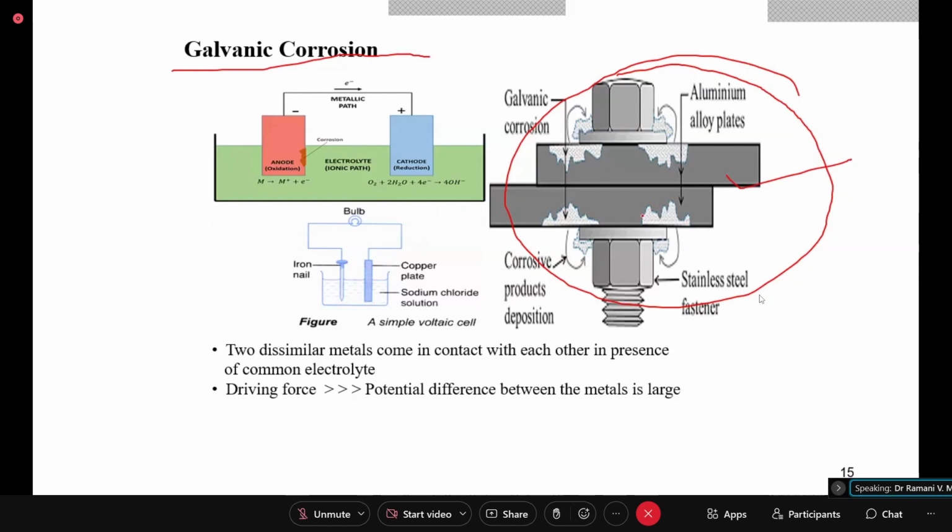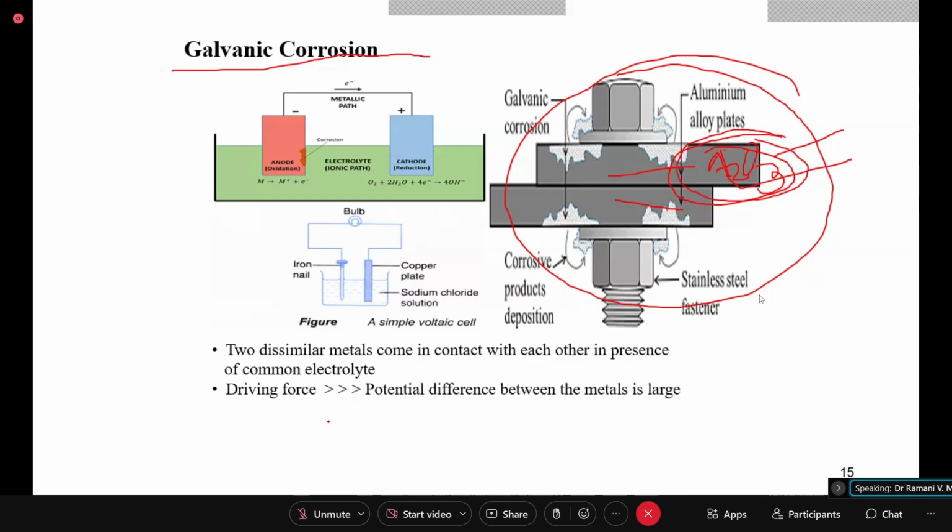So here what we see are the aluminum alloy plates, and the corrosive product is deposited here, and this is the stainless steel fastener or bolt. Galvanic corrosion takes place, and the aluminum alloy plates will be forming Al2O3, a very protective film on the surface. Although aluminum is placed higher in the electrochemical series, due to formation of Al2O3 we see that iron undergoes corrosion and rust formation, and deposition takes place here.